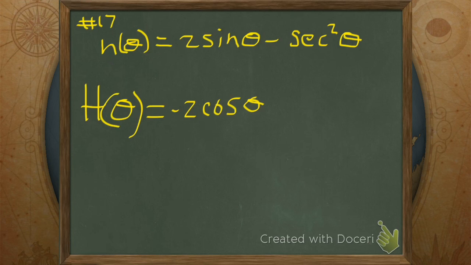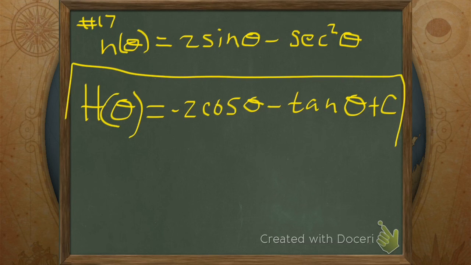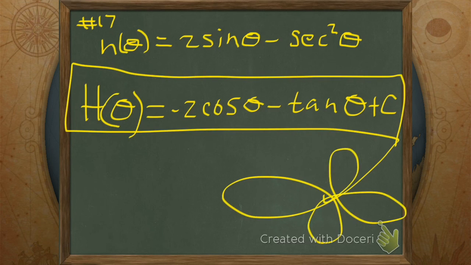Yeah. What do I take the derivative of to get secant squared? Tangent. The derivative of tangent is secant squared. So the antiderivative is tangent. Boom. And then plus c. And that wasn't bad. Woo! Box and flower.